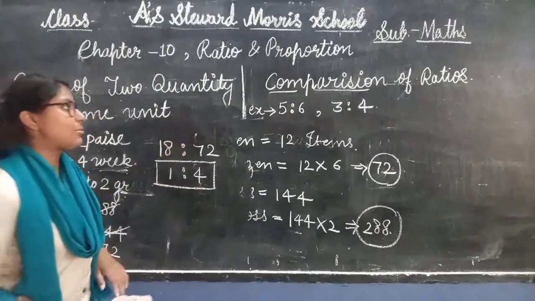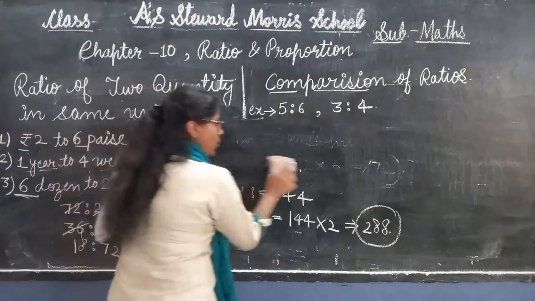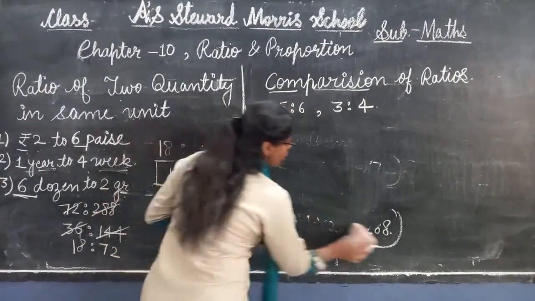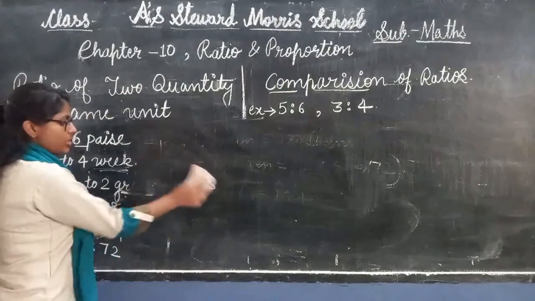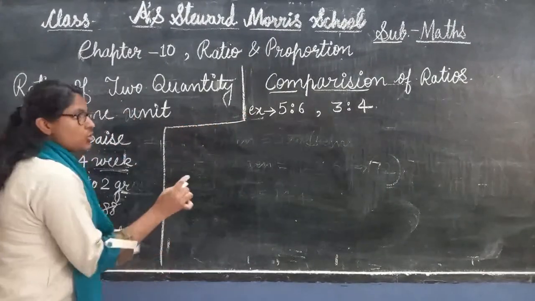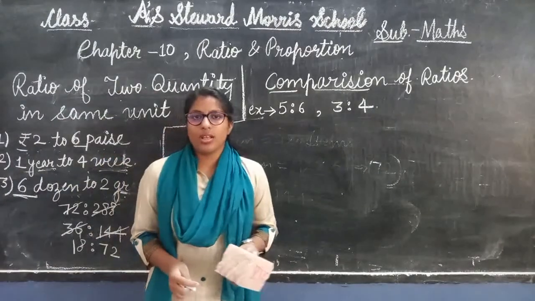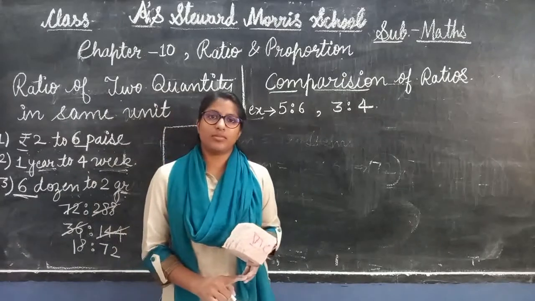Okay. The next example is comparison of ratios. When two ratios are given and you want to compare these ratios, which one is the greater ratio, which one is the smaller ratio? How can you compare it? You use two methods here. One is the cross multiplication method and one is the LCM method.